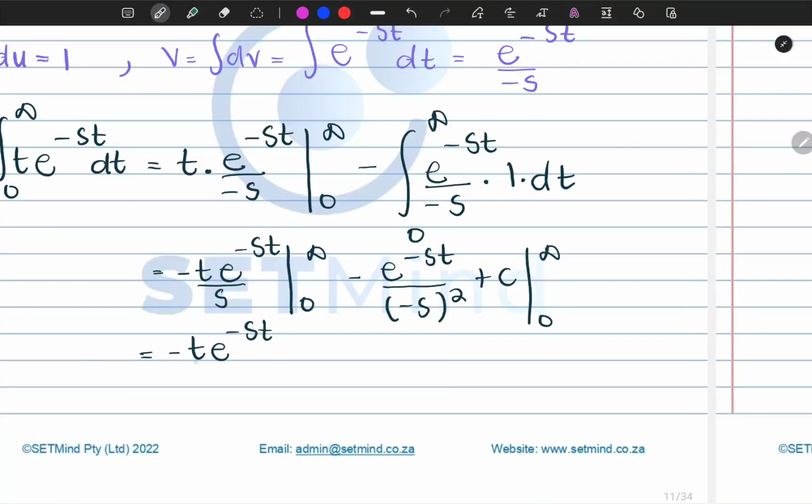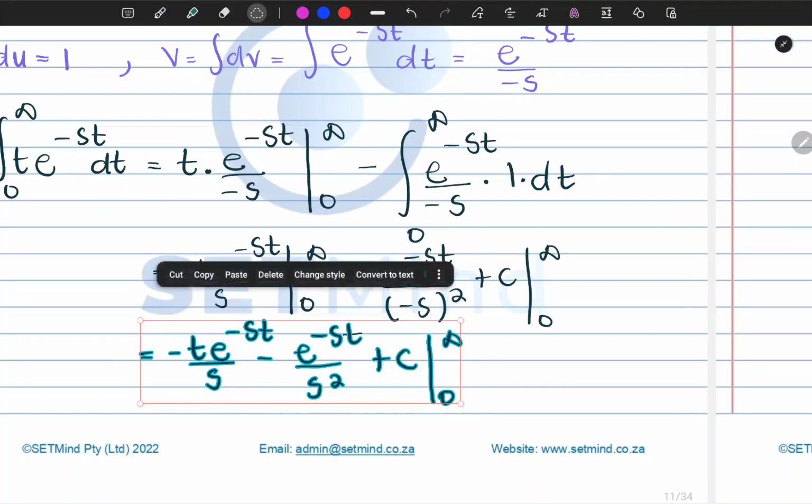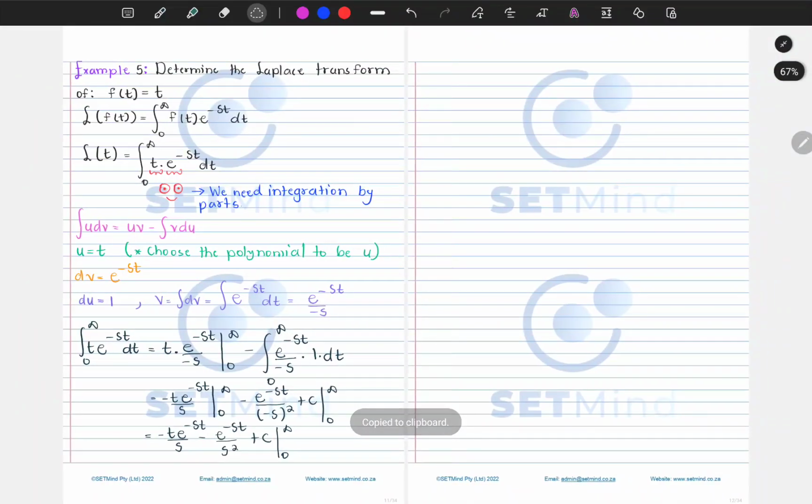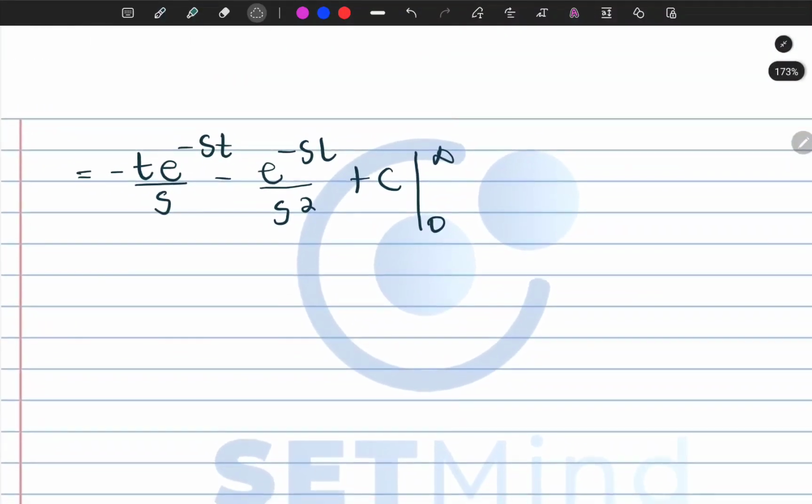Okay, so my answer I can just write in one form, which is going to be negative t e to the negative st divided by s, and then minus, if you look carefully, e to the negative st divided by s squared, plus c. I can now put in the limits here because they are common. Now let's go to the next page and see what this amounts to. Okay, so let's put in our limits now.